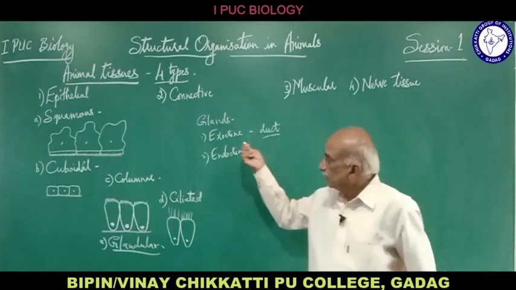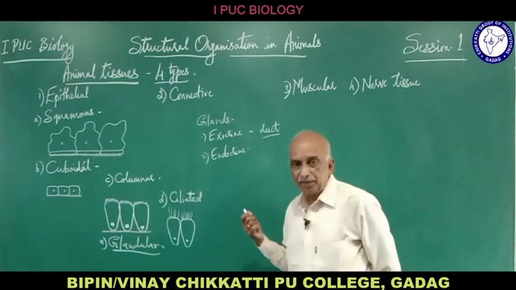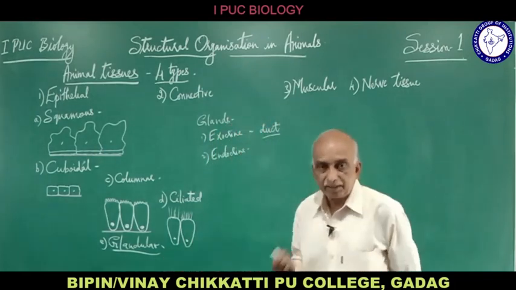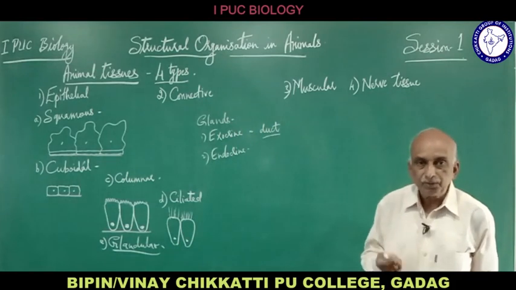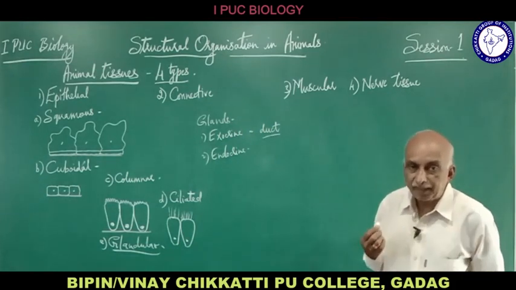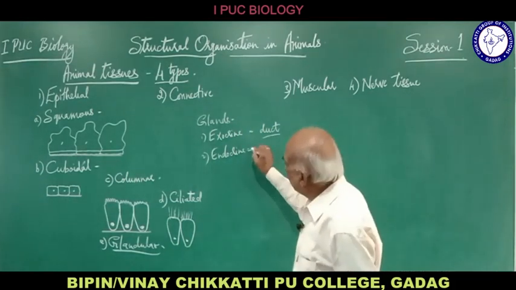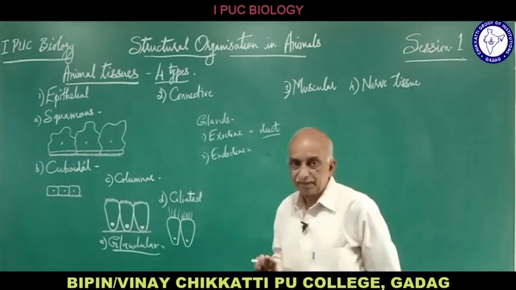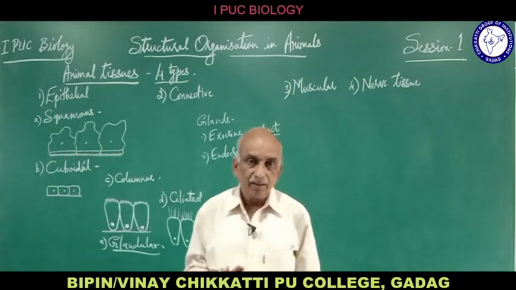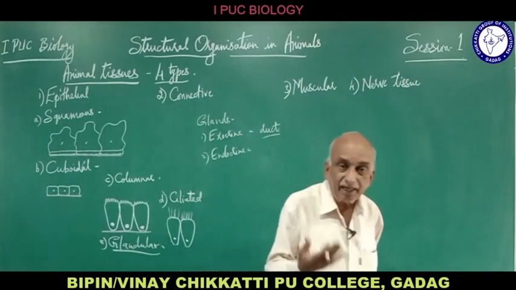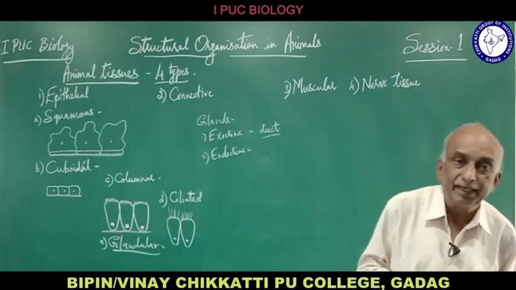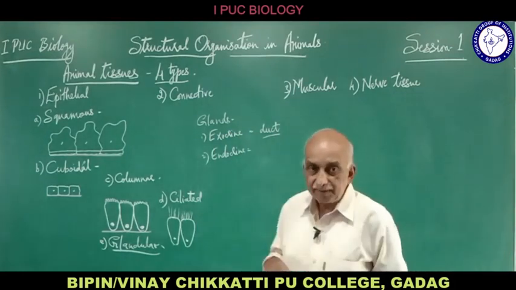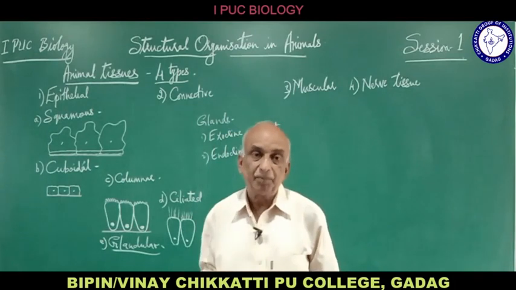So like that, exocrine glands have ducts, and the secretions which are released by them are transported through specific ducts. Whereas endocrine glands are the opposite, they don't have ducts. Whatever they release, the secretions are not carried by any duct. There is no duct. Such glands release their secretions into the surrounding blood capillaries.